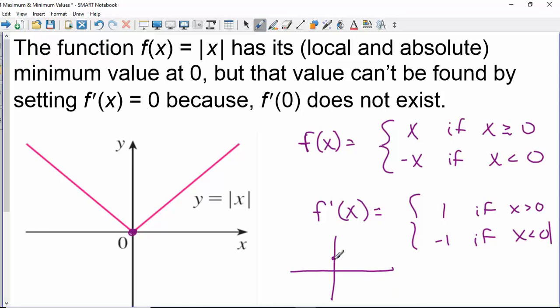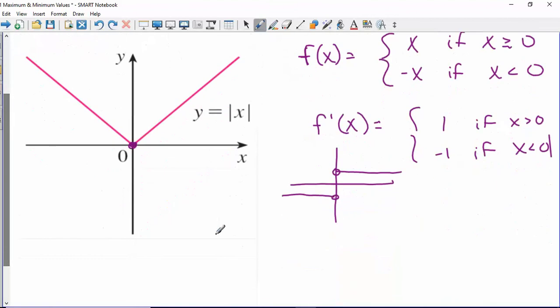But we had a problem when we graphed that derivative, because what happens at 0? Does the function exist? No, because those two pieces didn't match up. So we did that back when we were talking about the derivative of the absolute value. And we said it does not exist at 0.